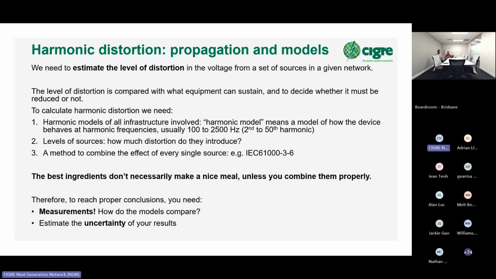So because we need to estimate the level of distortion, what we do is get the harmonic models of what is involved, as we described them before, get point 2, the level of the sources. How much distortion do they introduce, each source? And then some method to combine the effect of every single source.